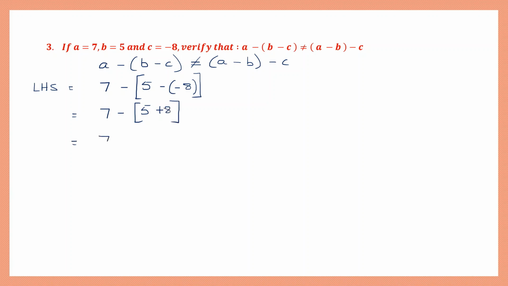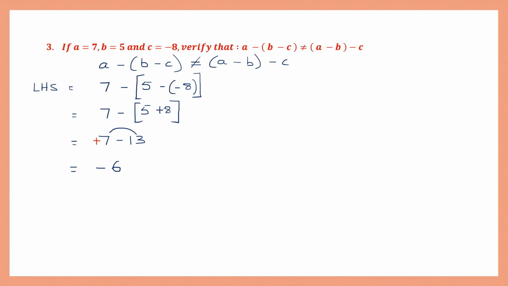Now let's remove these brackets. Minus 5 plus 8 is 13. So since it is plus 13, I can write it as it is here. 7 minus 13. Now signs are different, isn't it? So 7 will have a plus sign. When signs are different, put the sign of the bigger number and subtract 13 minus 7. 13 minus 7 is 6. So on the left hand side, we have minus 6.